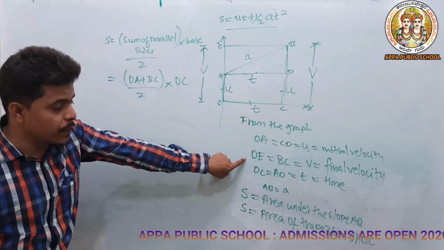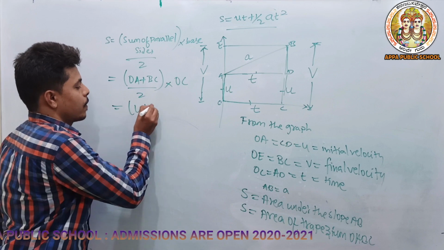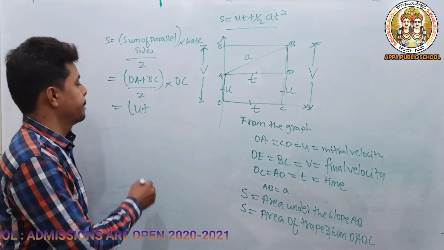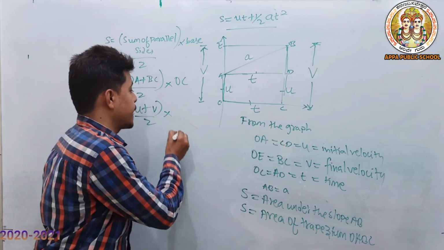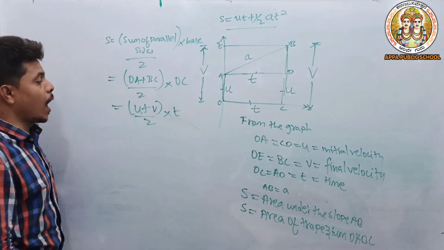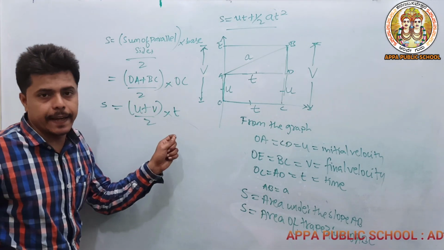Now from the given things, what is OA? U. What is BC? V. What is OC? Time taken. So now S is equal to U plus V by 2 into T.